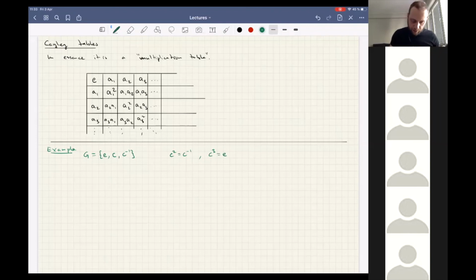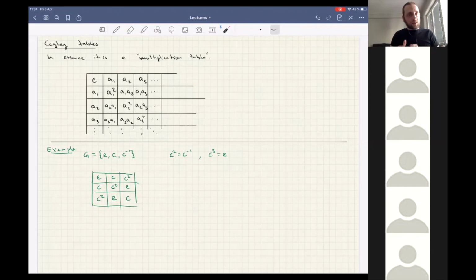If I wanted to make the group table here, I'm going to need a 3x3 table. I write E, I write C, and I can write C squared or C inverse. It's the same thing. So I start like this. And then here I have C squared. In the next, I have C multiplied by C squared, so I will have the identity there. The same is going to go for this element. I have C squared times C, which is C to the third. So that's the identity. And finally, I have C there. So that's about that.